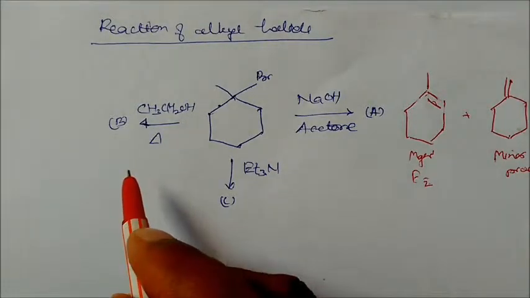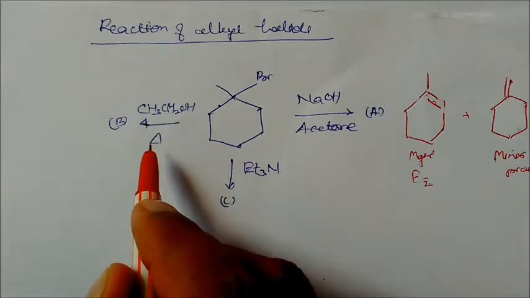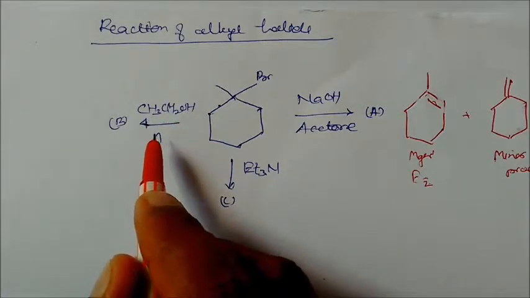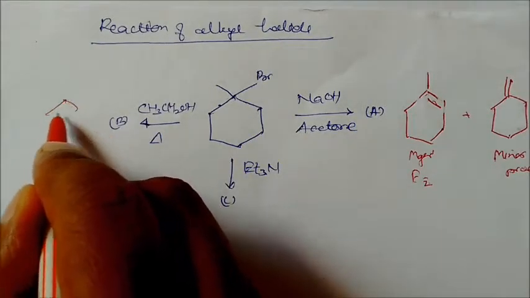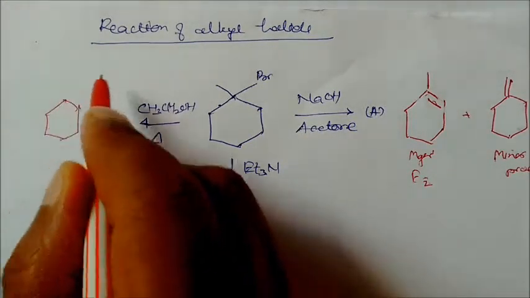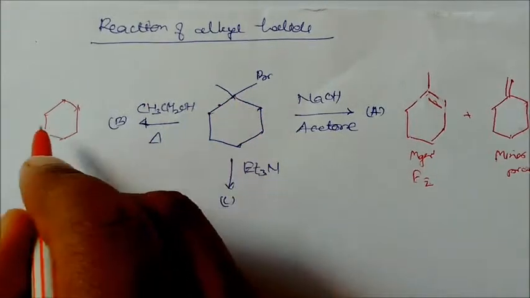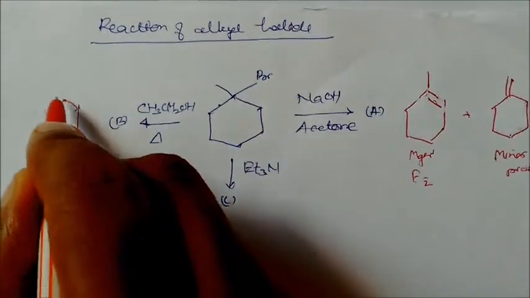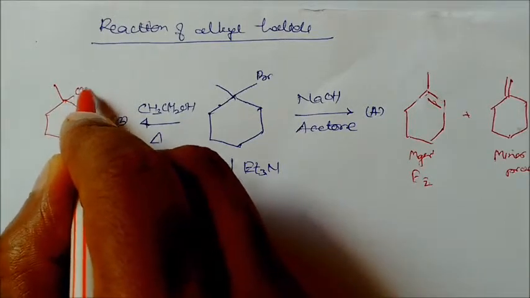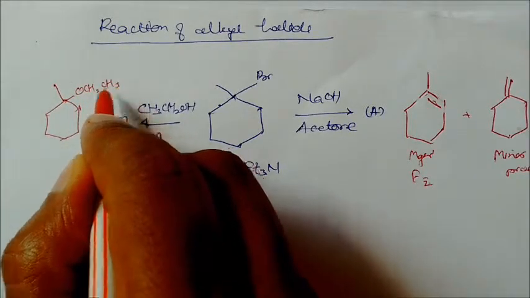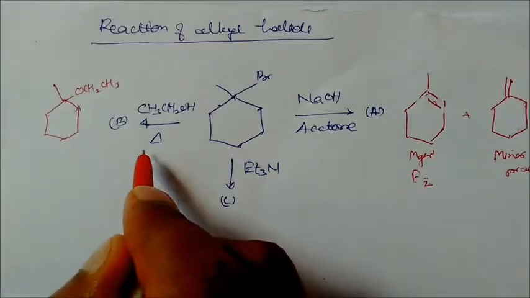In case of B, this is ethanol, and we are heating. So here the SN1 reaction takes place easily. So we will get products. One product: Br will come out, a carbocation will form. So OC2H5 will be attached, and the product will be your OCH2CH3. This is one product, and you are heating also.